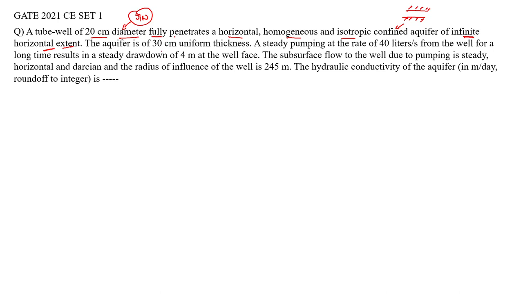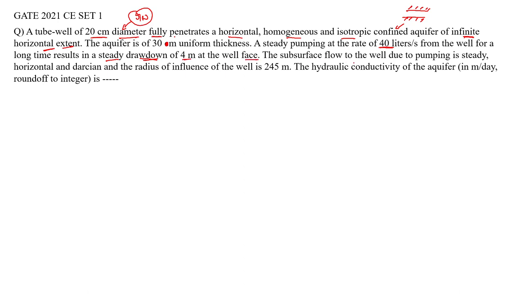You need to clearly read the question. And the aquifer is of 30 meter uniform thickness, with a steady pumping rate of 40 liters per second from the well for a long time, which results in a steady drawdown. So what is a steady drawdown? Steady drawdown means that however much water you are taking from the aquifer, the same amount of water will be entering the well. So the drawdown will be 4 meter at the well face.